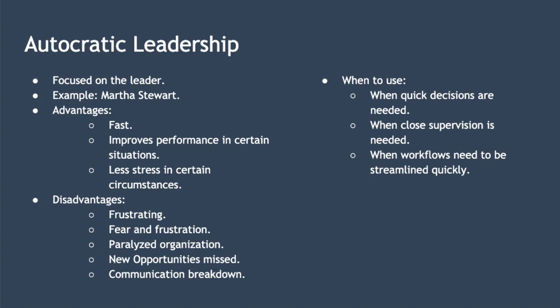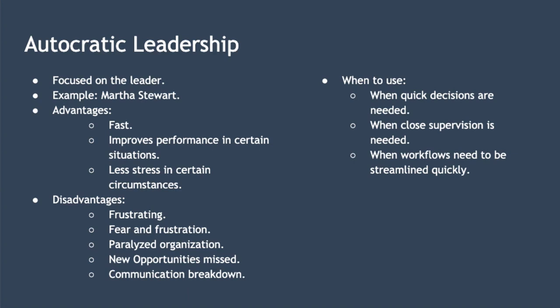So there are still many situations where you should use autocratic leadership, such as when quick decisions are needed. So autocratic leadership works best in situations where you need quick decisions, such as in turning around a failing organization or in a military situation. It's useful when close supervision is required. So it can work well when existing management is too lenient and workers are not pulling their weight.